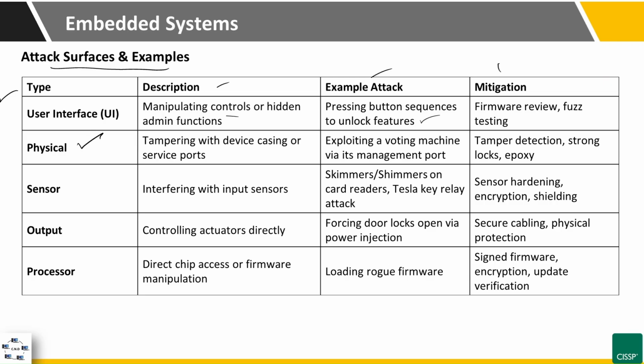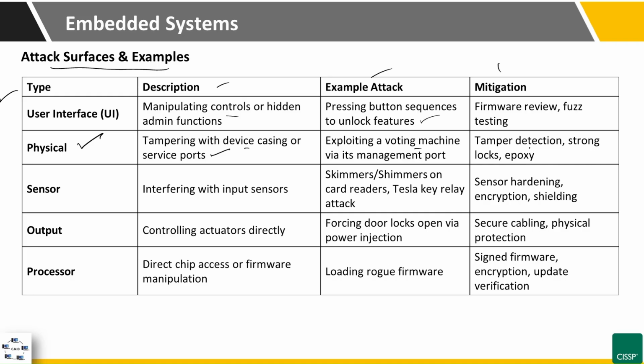Next is the physical, so tampering with the device casing or service ports. An attack example includes exploiting a voting machine via its management ports, and mitigation is tampering detection, strong locks, and epoxy.